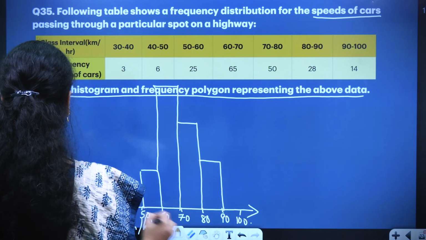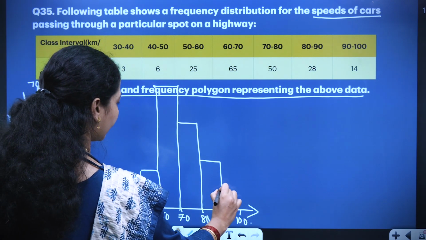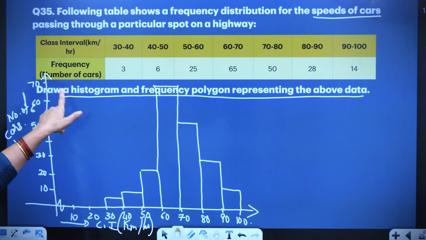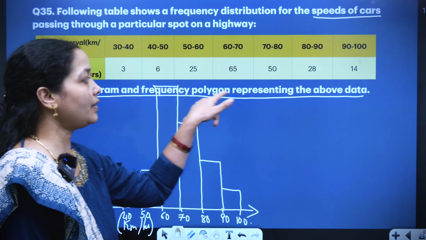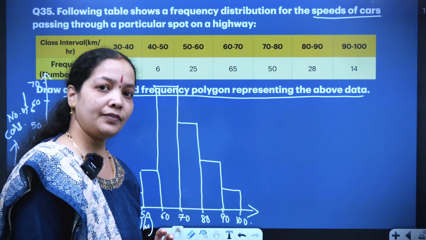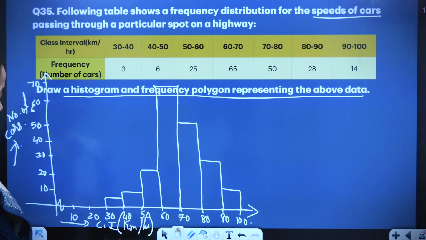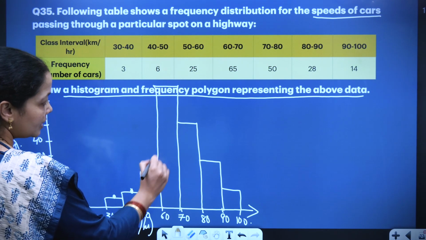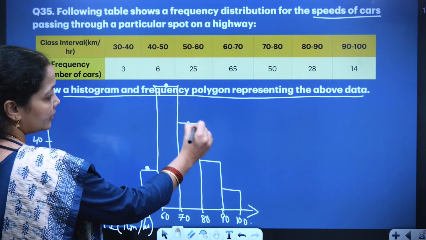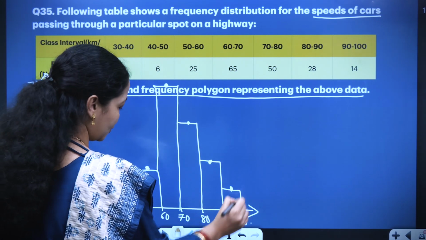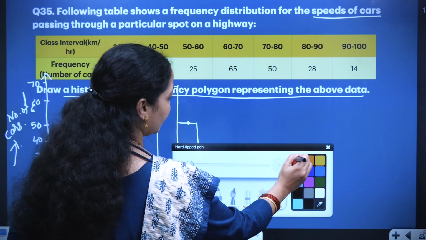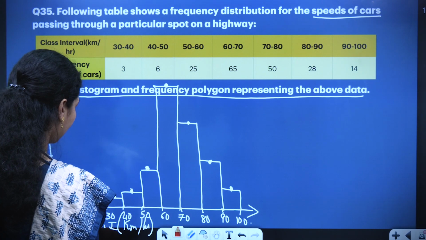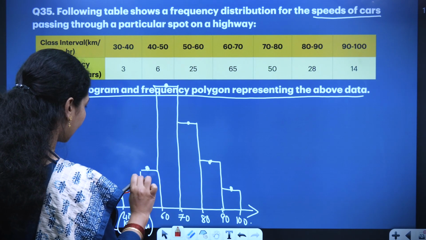And 90 to 100 is giving me 14. So this was my histogram that had to be drawn. Along with the histogram, they are asking me for a frequency polygon. When a frequency polygon is asked, I have to just take the midpoints of the histogram bars and join them together. I'll just change the color here, and I have to join it from 0.